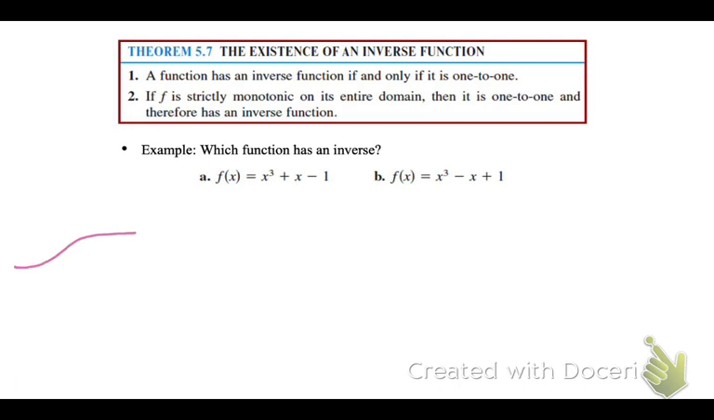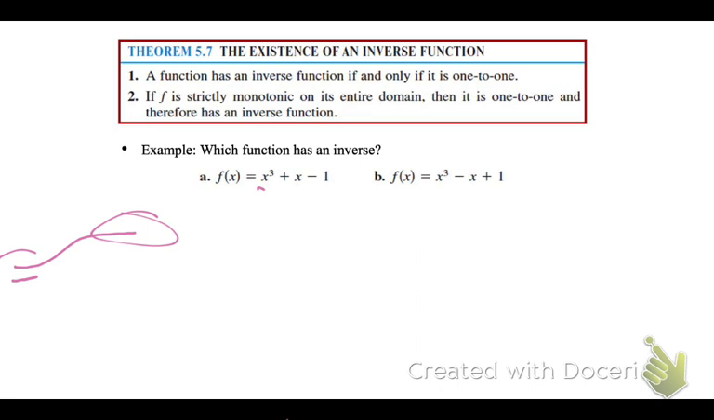Does it pass the horizontal line test? Now, this is constantly changing just a little bit, not a lot. It's not horizontal, so would it pass it? The two ends are not horizontal. They are changing at a very slow rate. So it would pass the horizontal line test. Both of them are cubic functions. So let's check what their inverses would be.